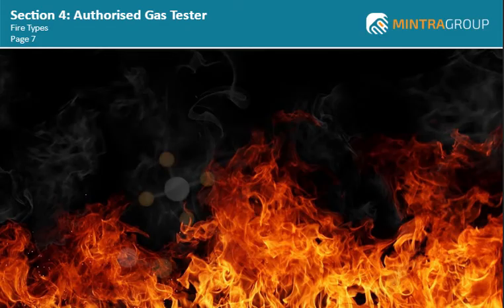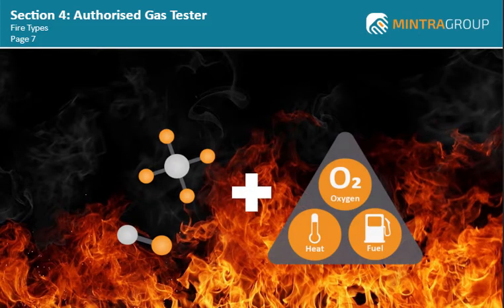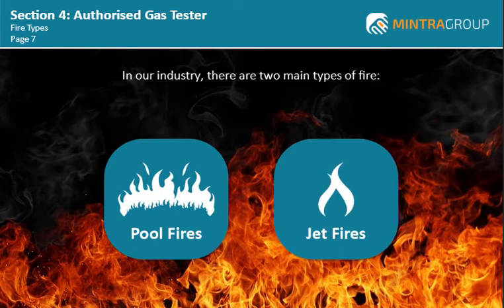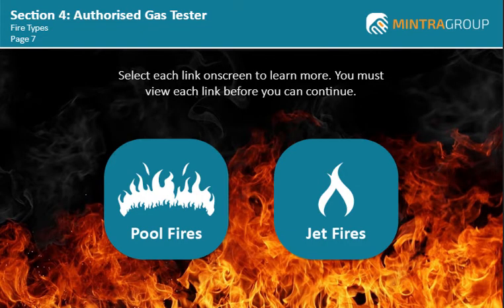So we know that if hydrocarbons are released and all elements of the fire triangle are present, a fire will occur. But what type of fire? In our industry there are two main types of fire: pool fires and jet fires. It is important to understand the difference between the two because the type of fire determines how it is fought. Select each link on screen to learn more. You must view each link before you can continue.